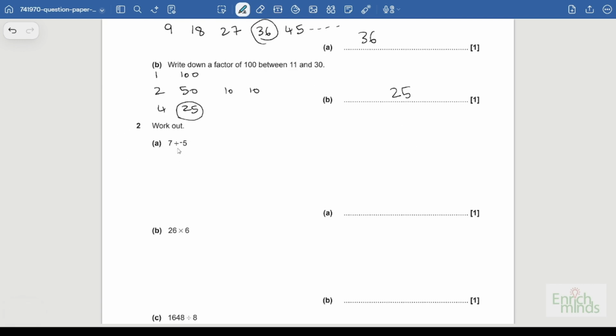Work out 7 plus minus 5. So a negative number getting added to another number is as good as saying you're taking away 5 from 7 here. The answer is 2.